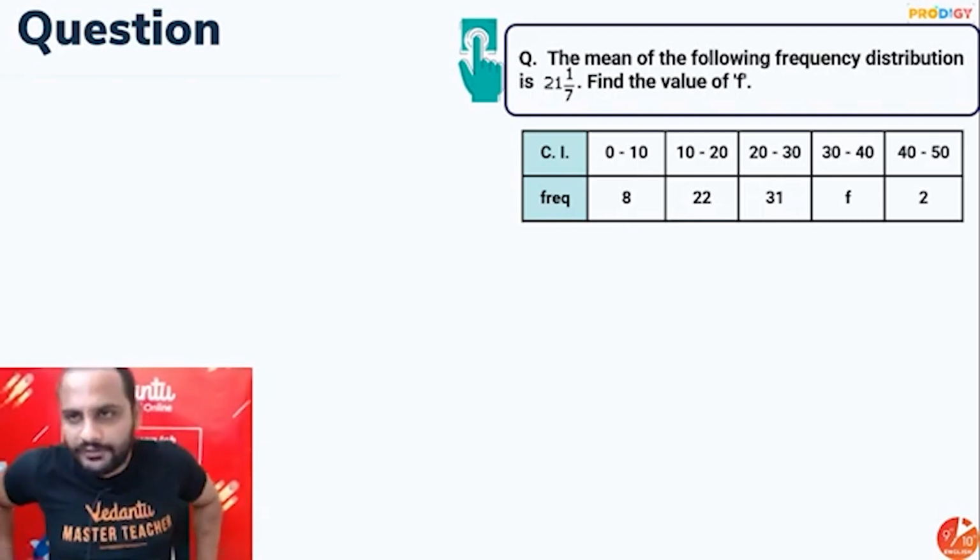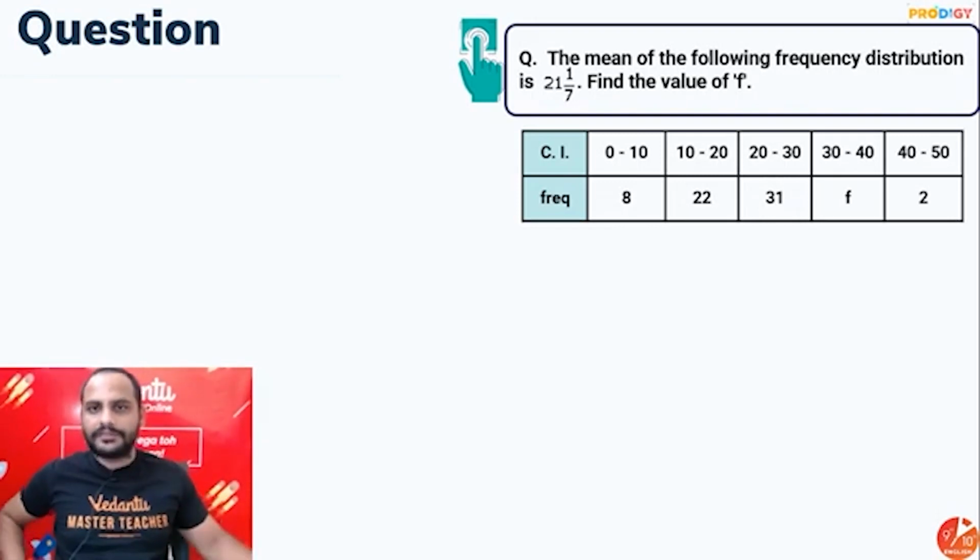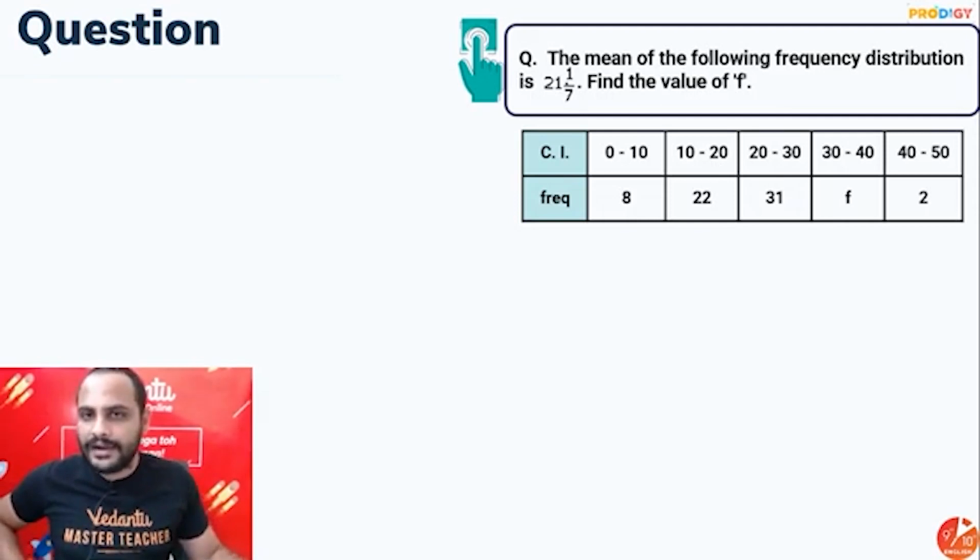Find the mean of the following frequency distribution. The mean of this frequency distribution is 21 1 by 7. The value of f. Mean is given to you.